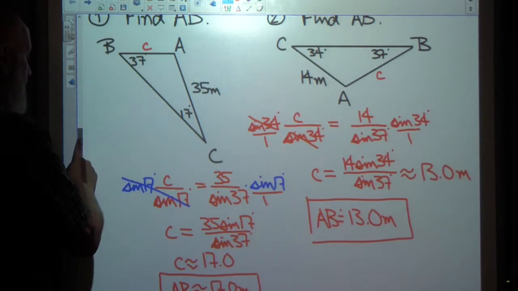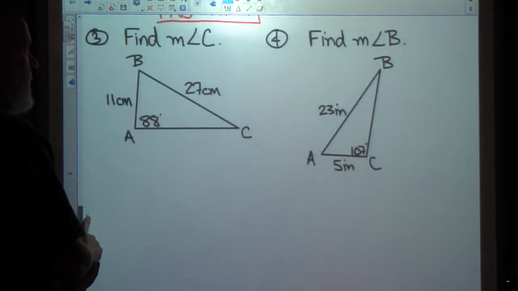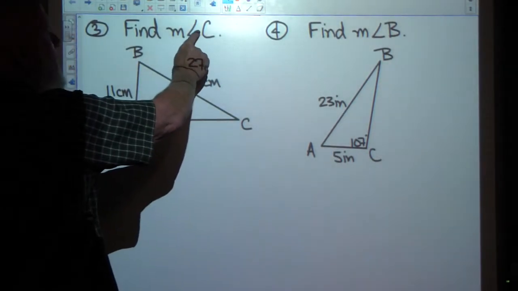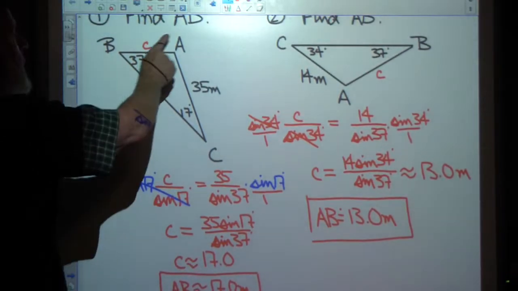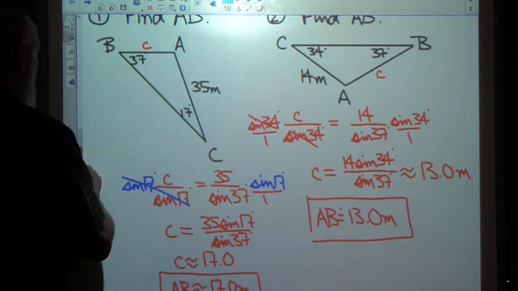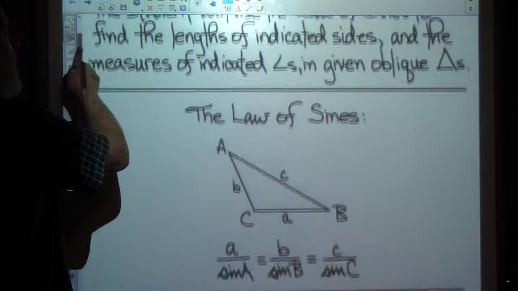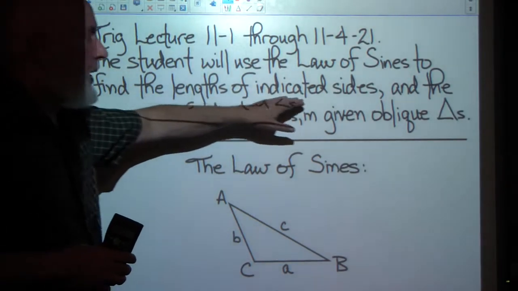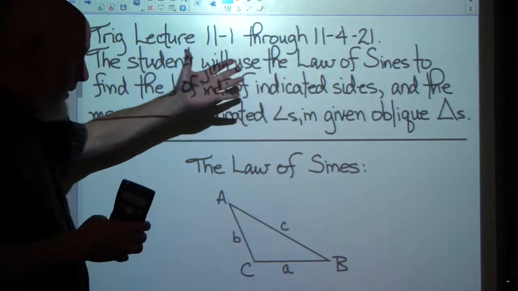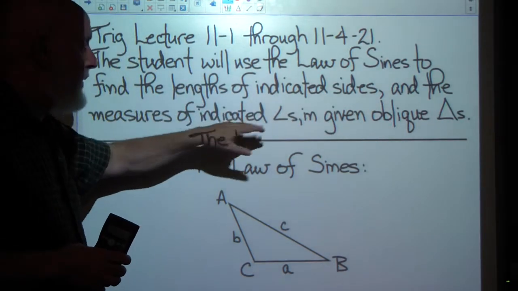Okay. Let's take a look at another one. Here we're looking for the measure of an angle. Up here we were looking for the length of a side. Our objective was, students will use the law of sines to find the lengths of indicated sides, which is what we just did, and the measures of indicated angles.